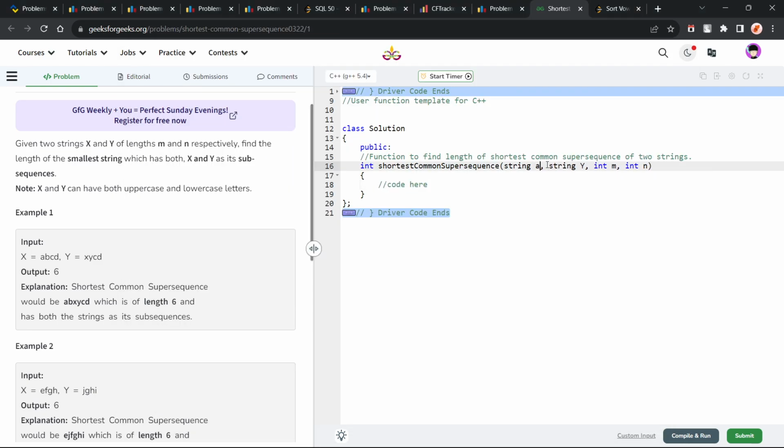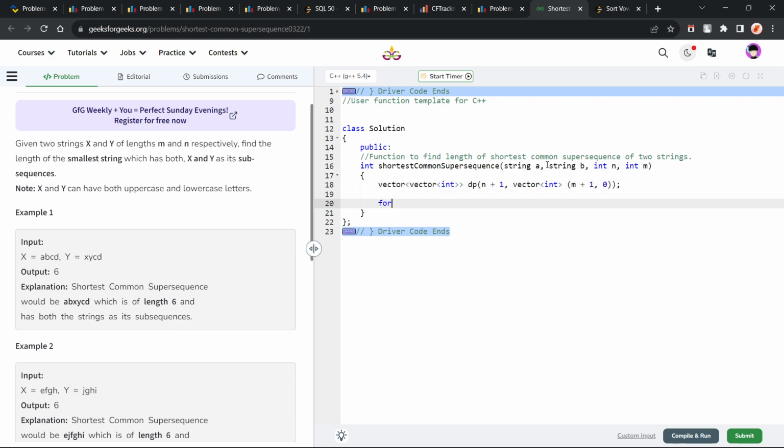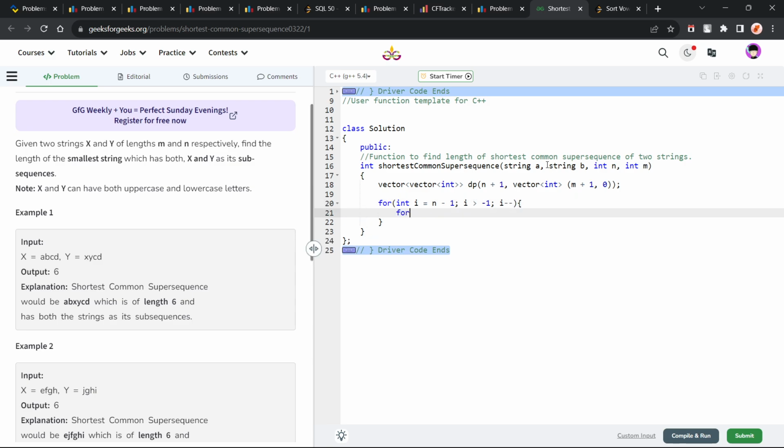So let's just name the strings A and B first. Now I'm going to have a DP vector, a double dimensional vector of int, DP of n plus 1. I would like it to be n and m. So n and m, and again a vector of integers of size m plus 1 and 0, right? I'm just writing it first, then I would want you to focus on what this does.